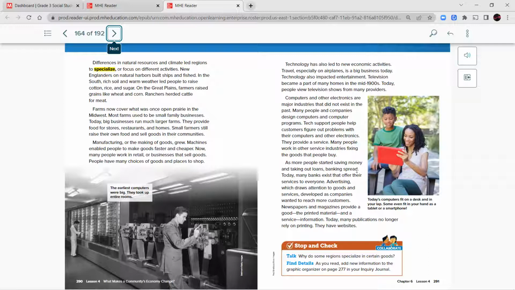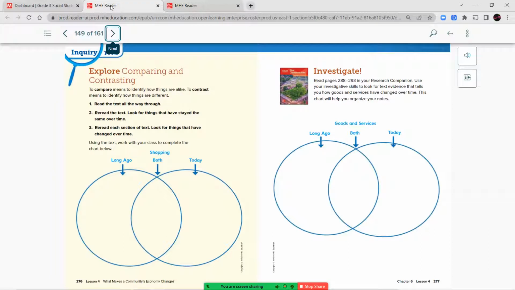Newspapers and magazines provide the printed material, and a service, which is the information. Today, many publications no longer rely on printing. They have websites. So this is also something that's going to go into our graphic organizer on the today side. People have a lot of choices in the goods and services they can get. And banking and advertising became very important as companies wanted to reach more customers.